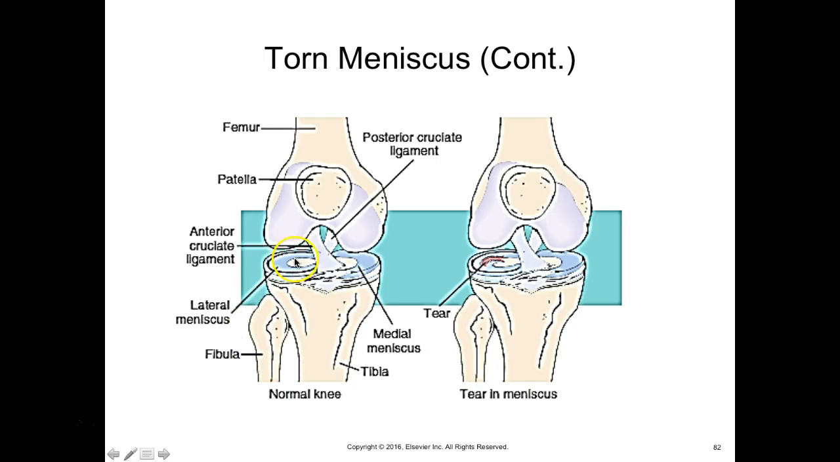So this is showing you the normal knee. And the meniscus, you want to think, here's the lateral meniscus, here's the medial meniscus. They're cushions. They're basically cushions in the joint. And so here we have a tear. So that would be very painful.